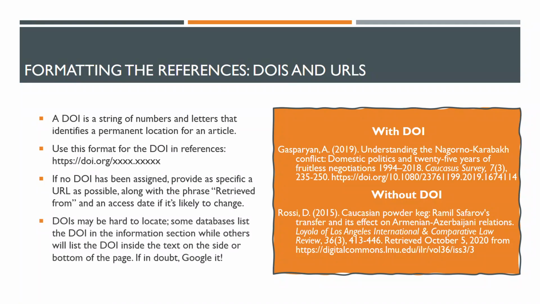DOIs might be difficult to locate, but you can often review the page in a database or on a website where that article is housed, or sometimes you can find the DOI number inside the full text of the article. If you're ever not sure, try Googling the title to see if you can find it listed elsewhere, which might list the DOI number. In the box on this slide, you can see an example of how to format an article that does have a DOI and one that does not.